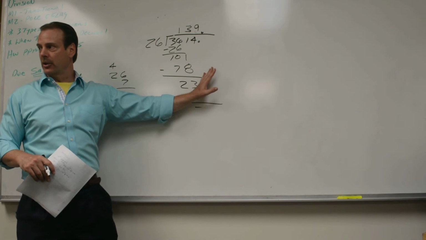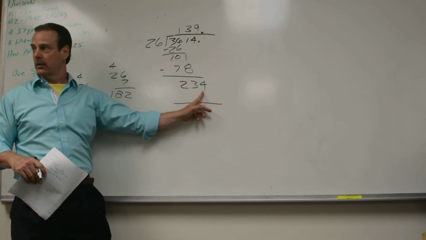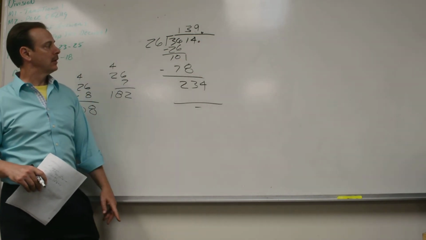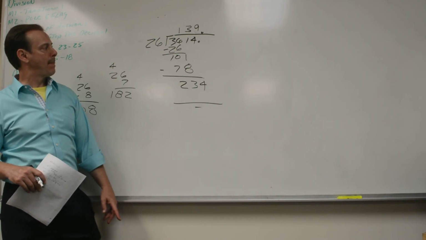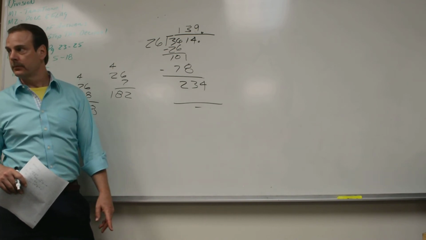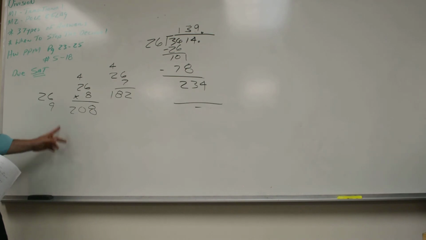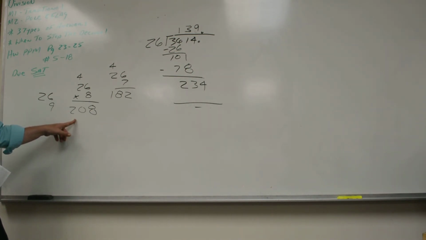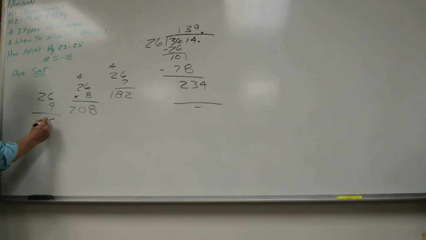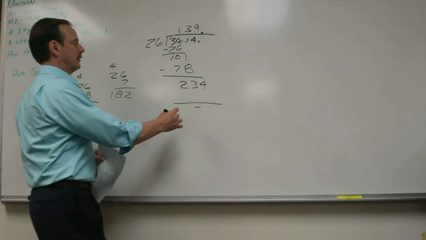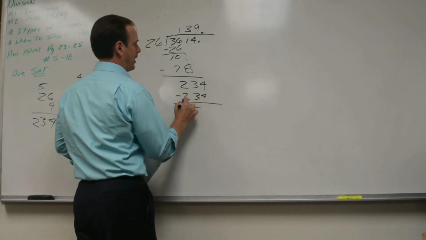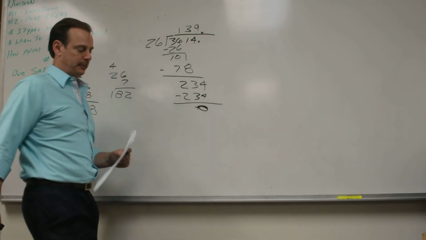That's what I got as a remainder, 23. Then I brought down the 4. Now when you were canceling out, when you put the 208, how much again? 208, yeah. 26 times 9 is 54, 18, 234. Oh, bingo. So 9. So that terminated.